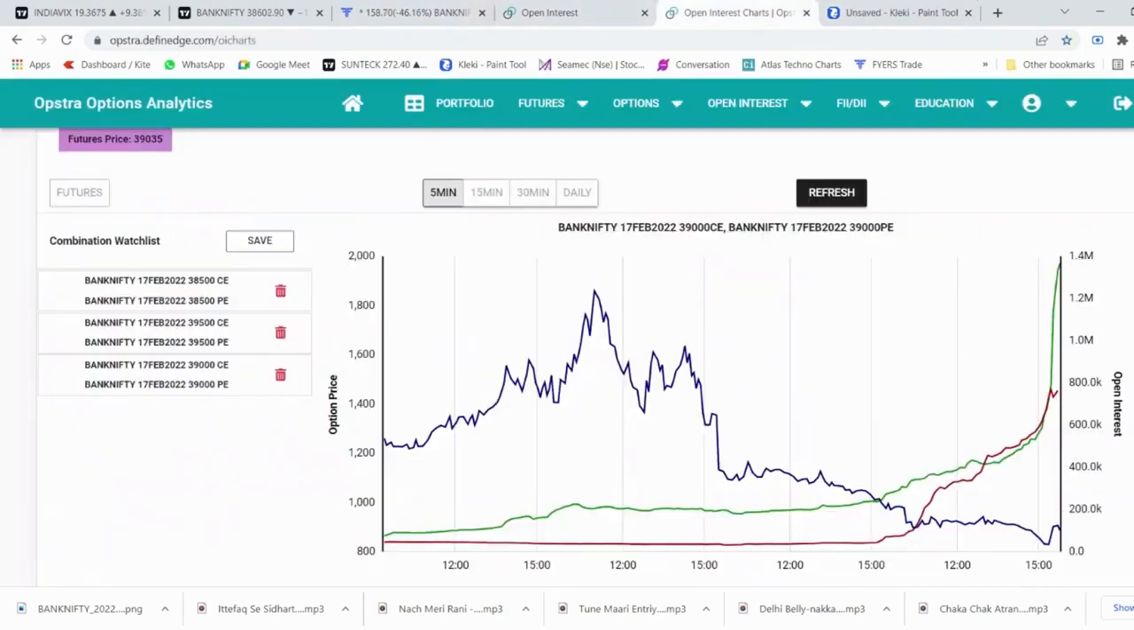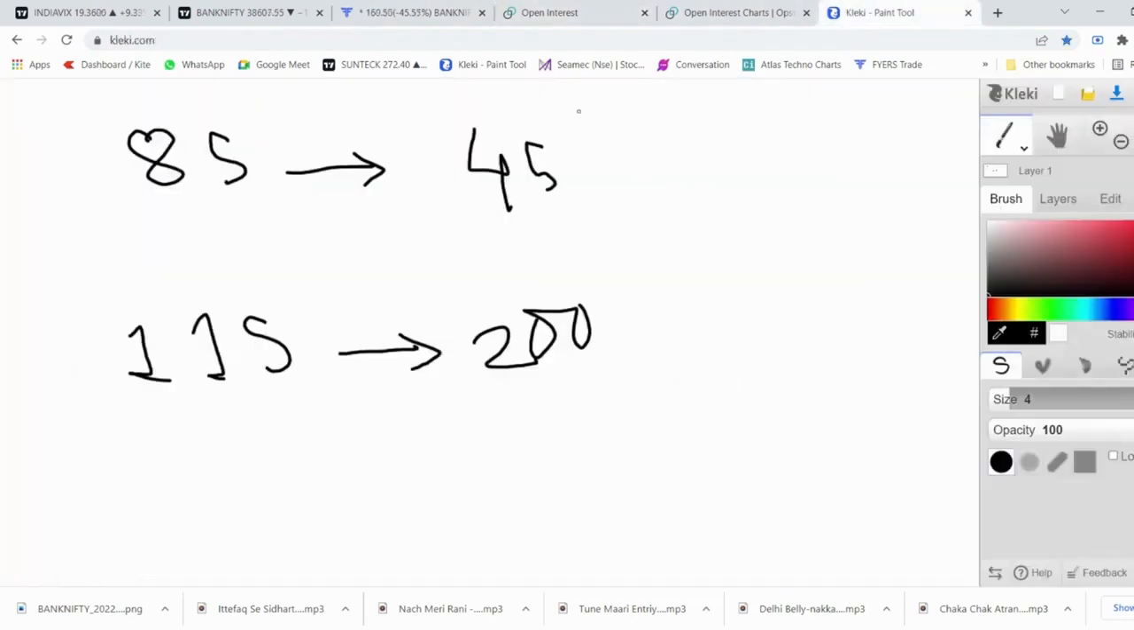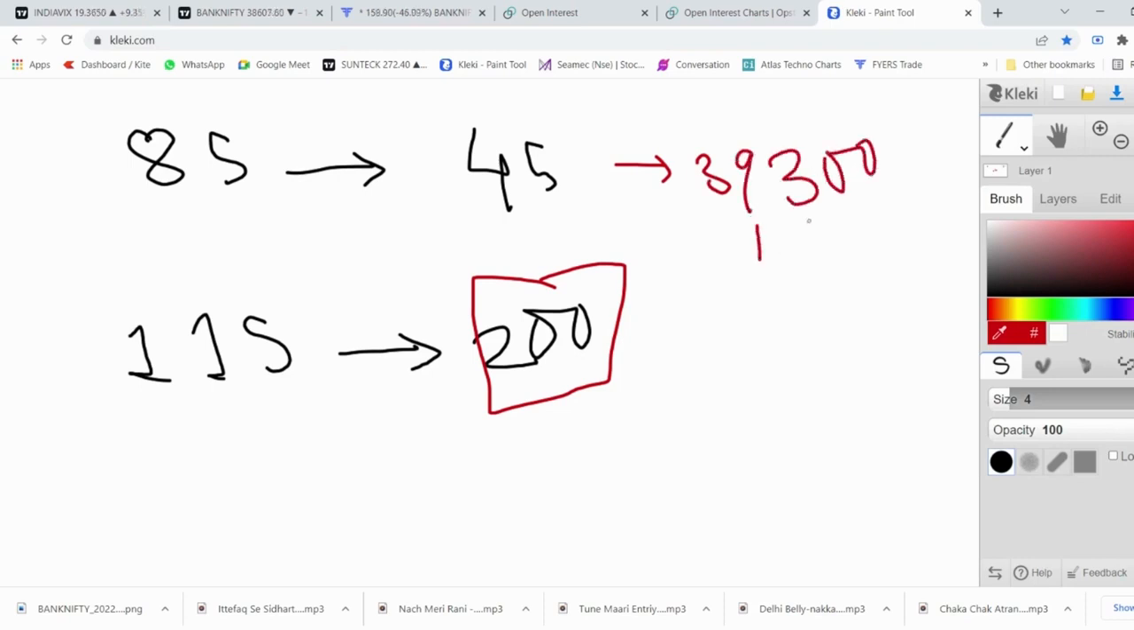But now, to manage the delta, because the options were at 45 and 200, I had to manage the delta of 200. That is why I looked for an option trading around 200 rupees on the call side. Then I found the 39,300 call option that was trading at around 180 to 200 rupees. So this is how I manage the delta.